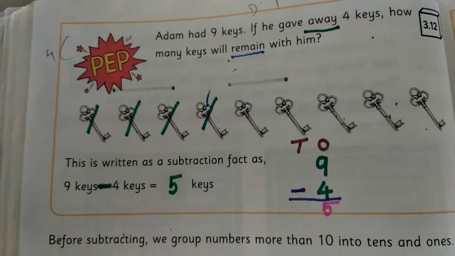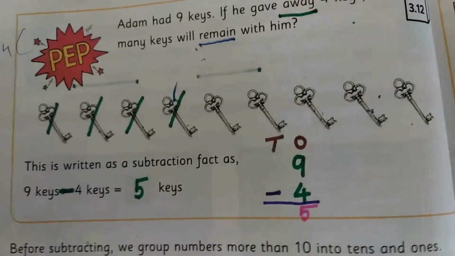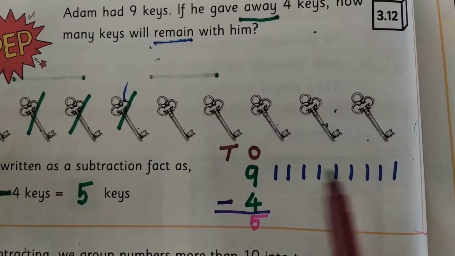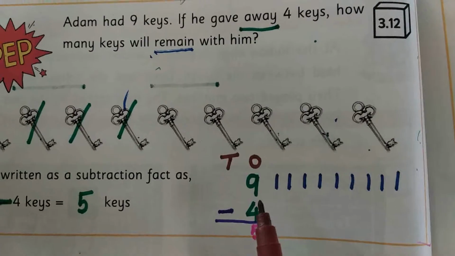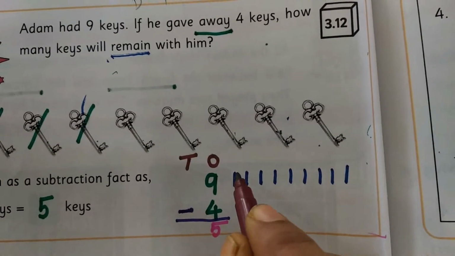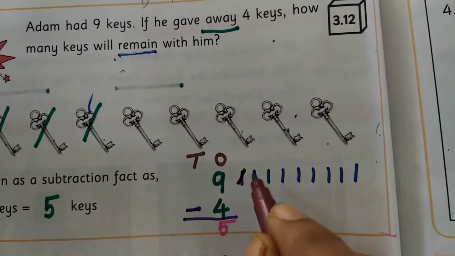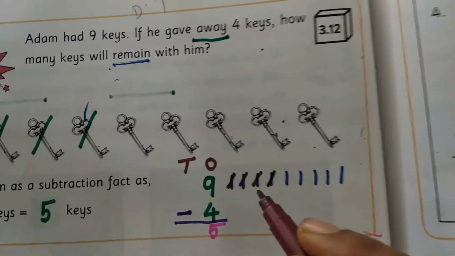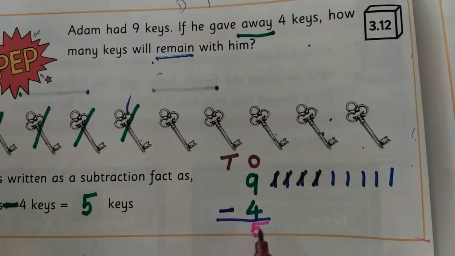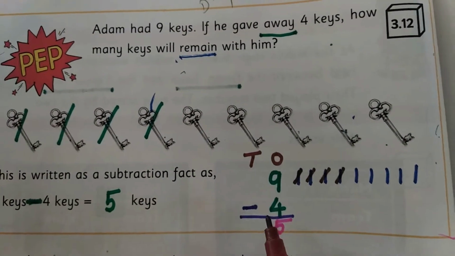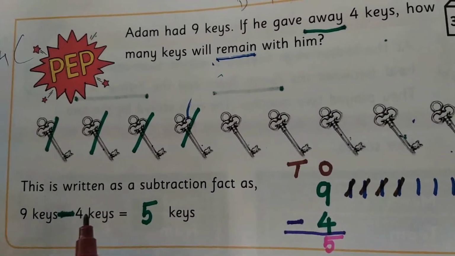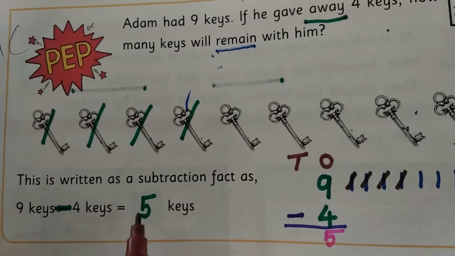Otherwise you can draw lines. See here, 9 means you can draw 9 lines. You want to take away 4, that means you just strike out 4 lines. 1, 2, 3, 4. How many lines remain? 5 lines. So that is the answer. 5 you want to write. This we call a subtraction fact. Like this also you can write, and this also is a subtraction fact. 9 keys minus 4 keys.